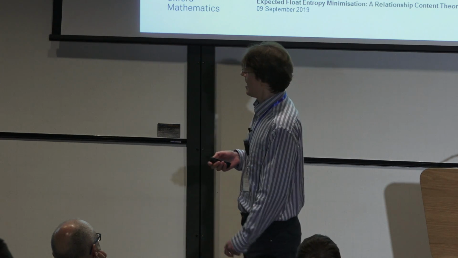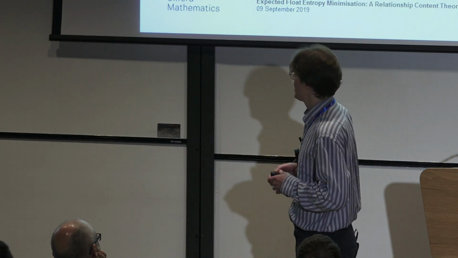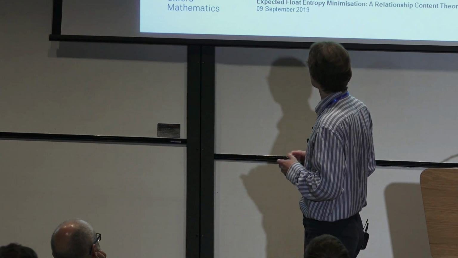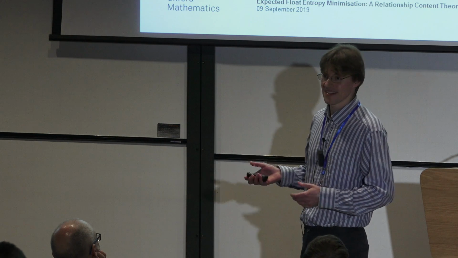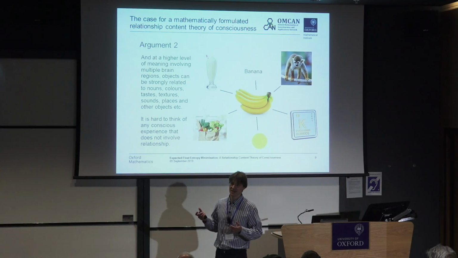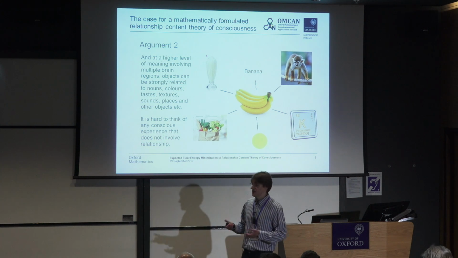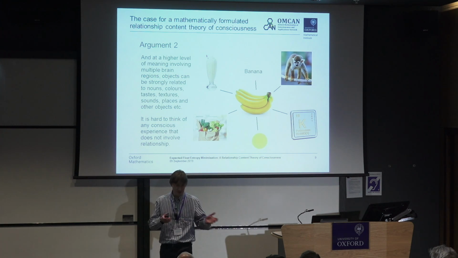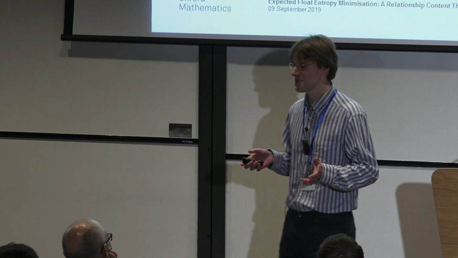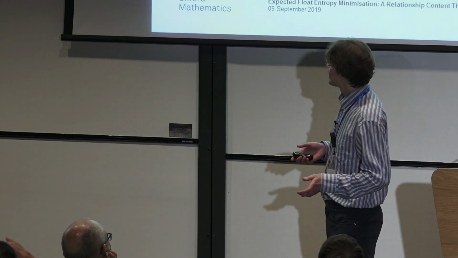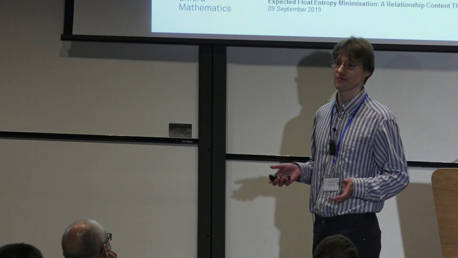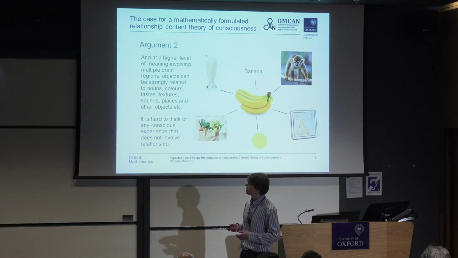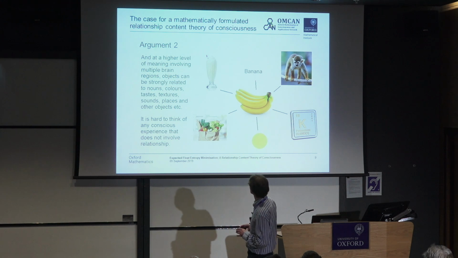And then once we have these primary relationships, you can go up to more complicated things, and you can have relationships between objects and nouns and tastes and textures, places and other objects and so forth. These relationships, I would say, are secondary. They're what you can then do once you've got images and so forth in place. And I'd say it's really hard to think of any conscious experience, although we were trying to do it before lunch in our discussion group, and maybe we did get somewhere, but it's generally pretty hard to think of conscious experiences which do not contain lots of relationships between things. Okay, so that's argument number two, for a mathematically formulated relationship content of theory.